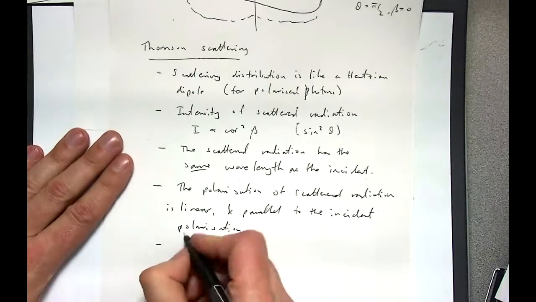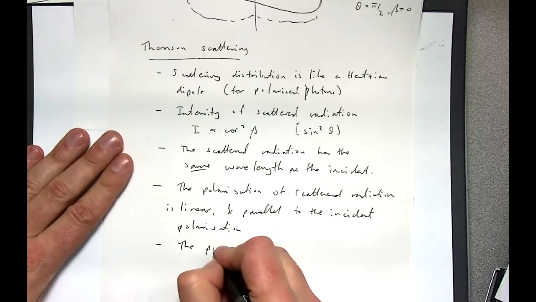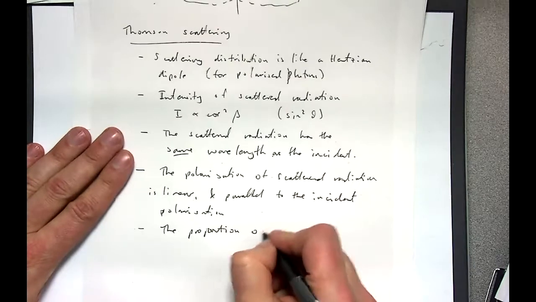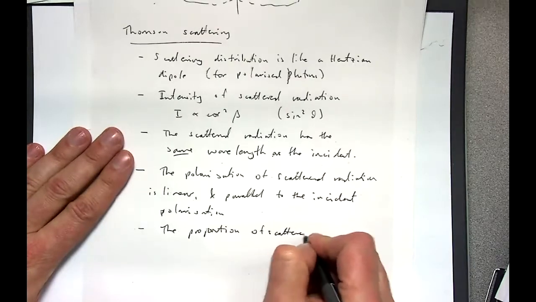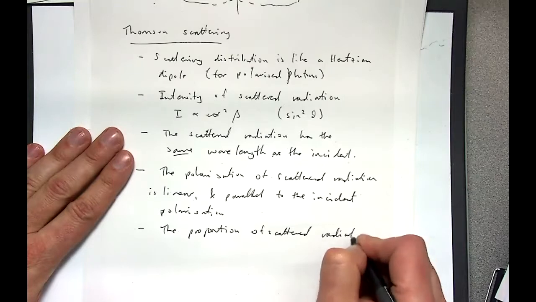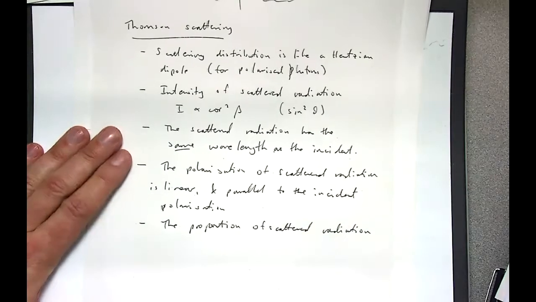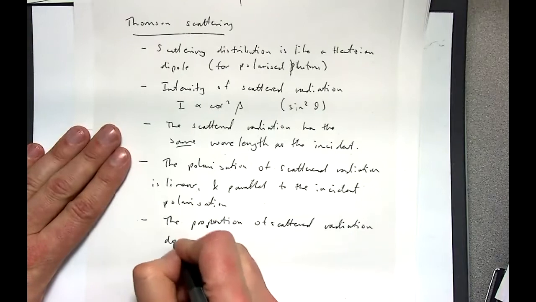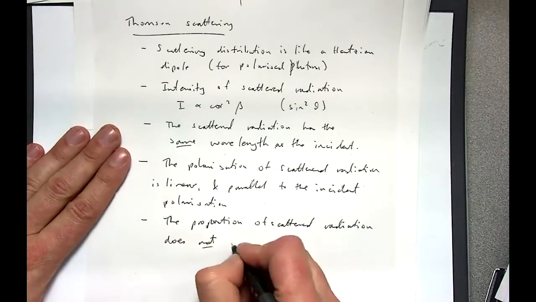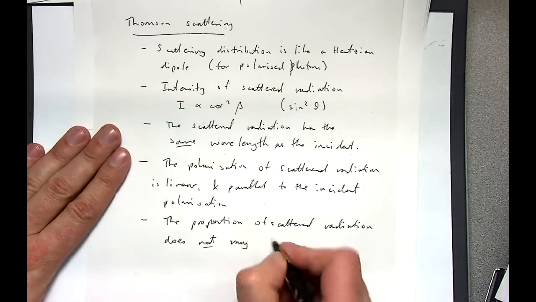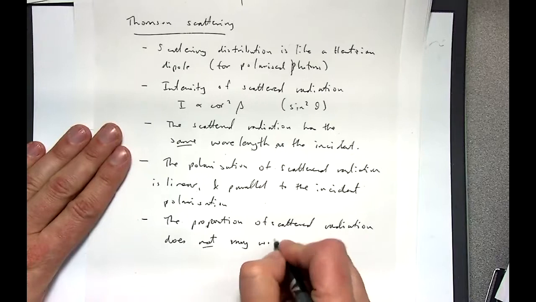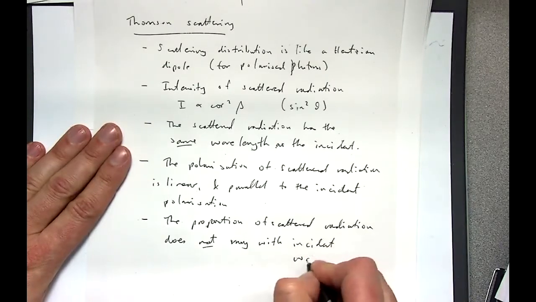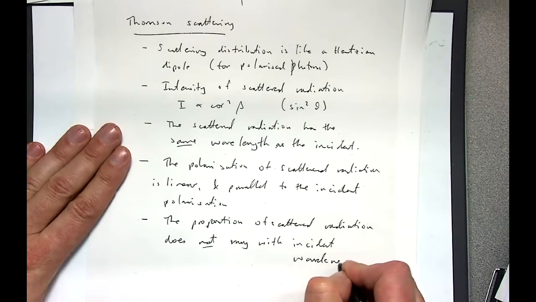And the other thing is that sigma, the proportion of the incident radiation which is scattered, given by sigma T, does not vary with wavelength in the free electron case. Yeah? It does not vary with incident wavelength. So that's a lot of important phenomenology.